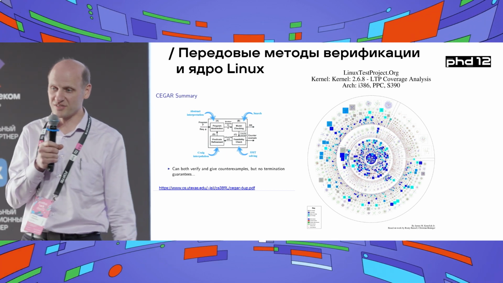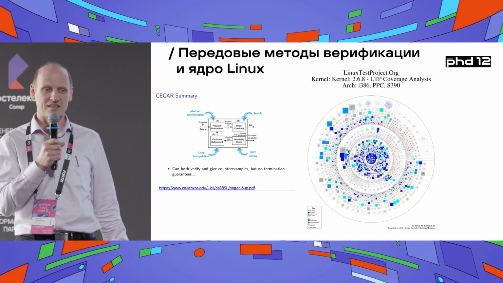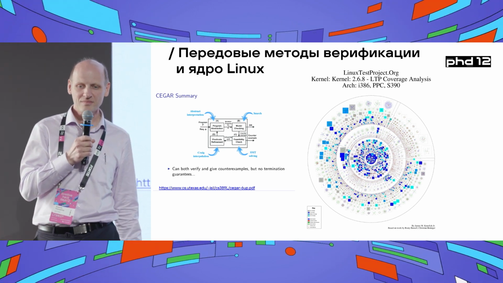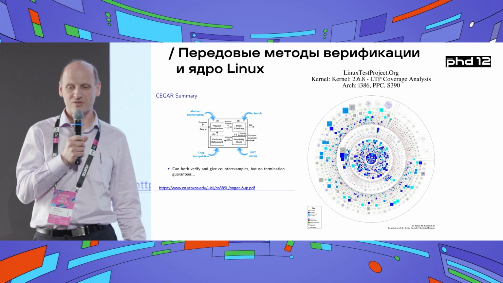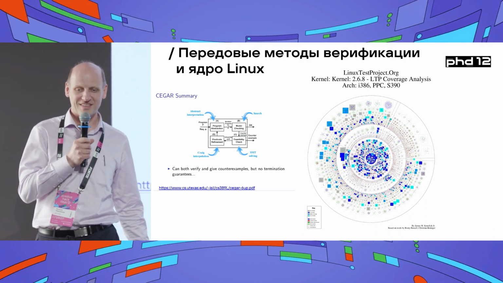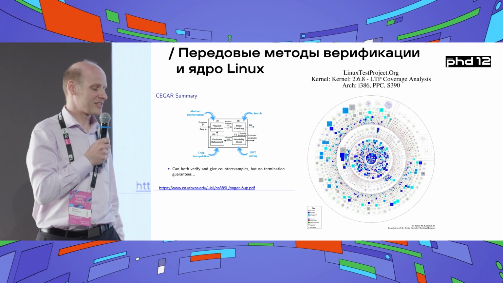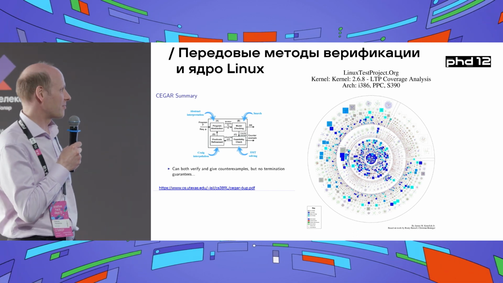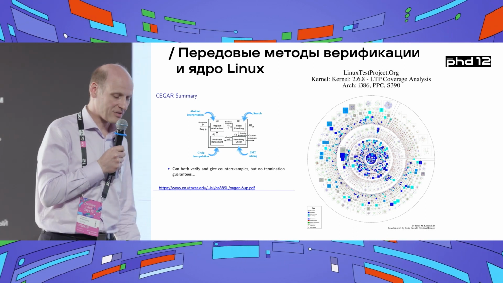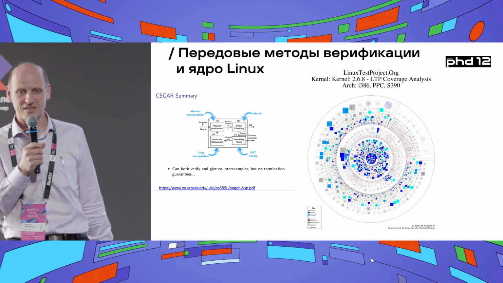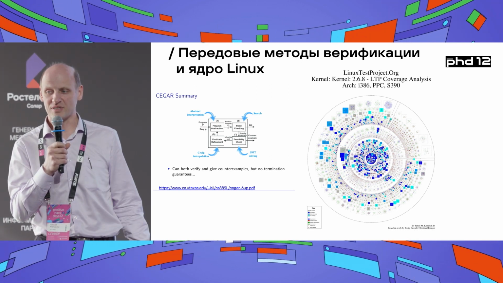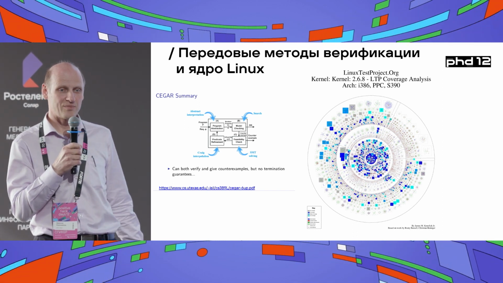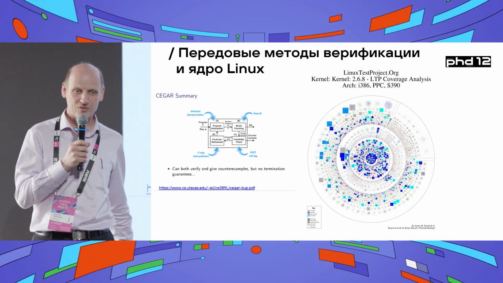And somewhere at the end of the 90s, the idea was born about automation of the analysis without human interference. The ideas were quite simple, nevertheless, they worked. The main one was the counterexample-guided abstraction refinement, CEGAR, as we call it. It works like this.